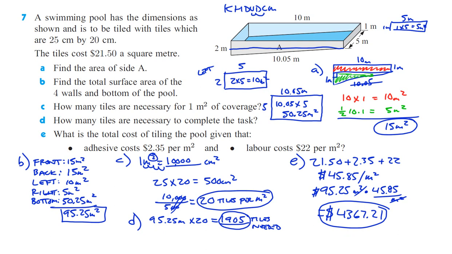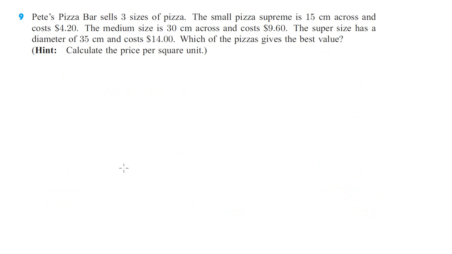Okay. Moving on. Number 9, Pete's Pizza Bar sells 3 sizes of pizza. The small pizza supreme is 15 centimeters across and costs $4.20. Medium's 30 centimeters across, costs $9.60, and the super size is a diameter of 35 centimeters and costs $14. Which of the pizzas give the best value? So what we're going to want to do is basically figure out how much you get for the area of each of your pizzas, right? So let's see, we've got the small, which is 15 centimeters across, so that makes the radius 7.5.